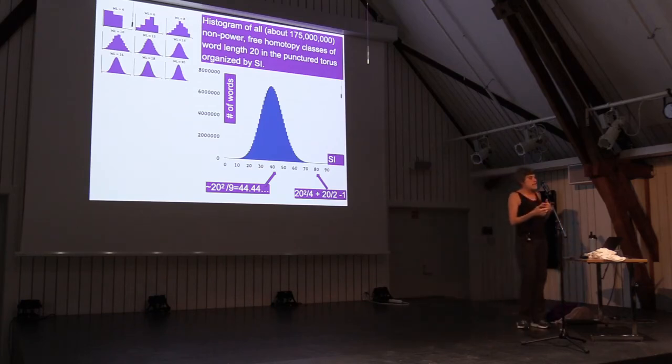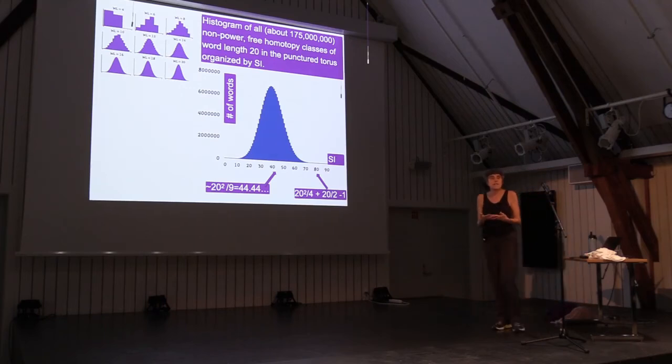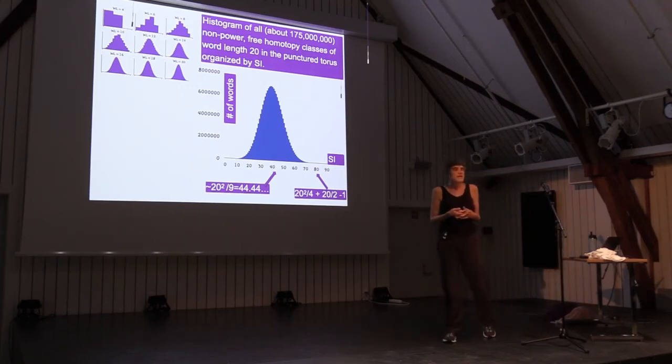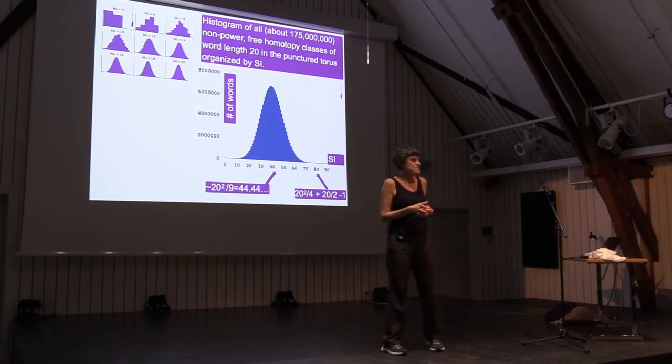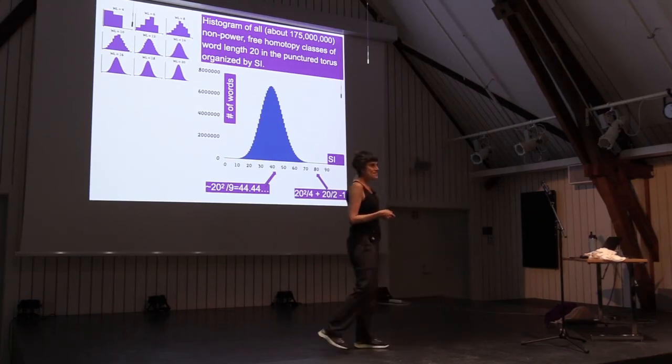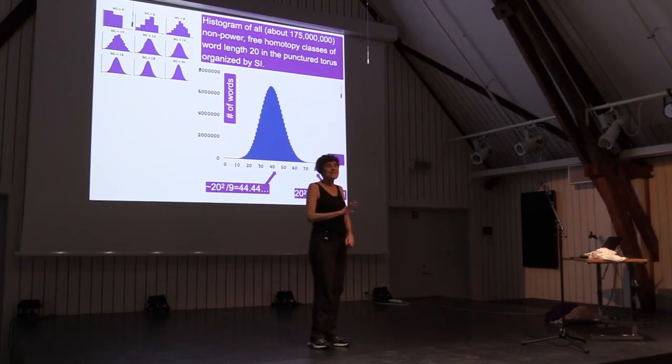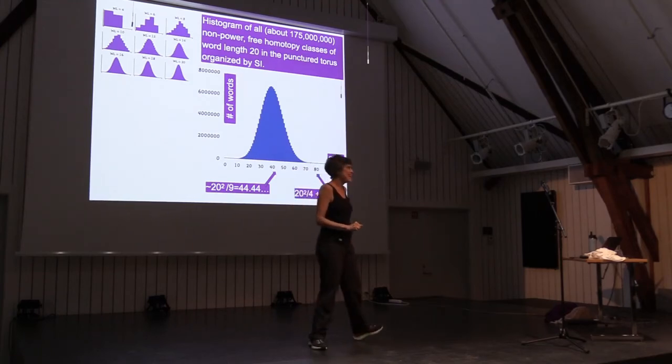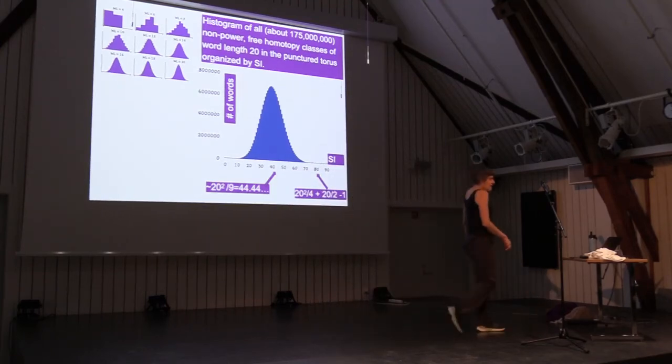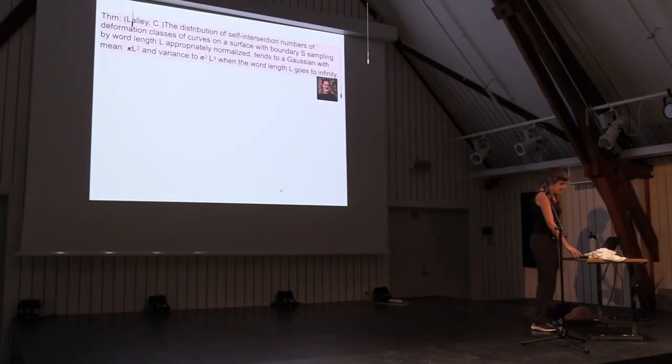And I said, look, I think the distribution of self-intersection, sampling by word length, is a Gaussian. And he said, no, I don't think so. So I just sent the picture, that picture with no words, and he said, let's prove it. And we did. So here is the theorem.